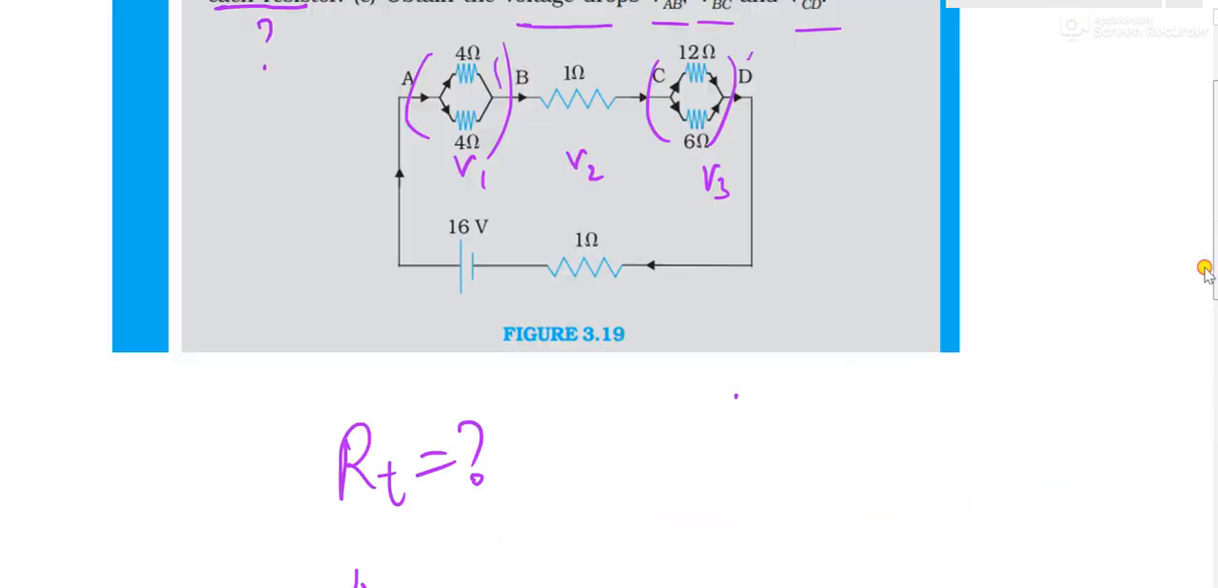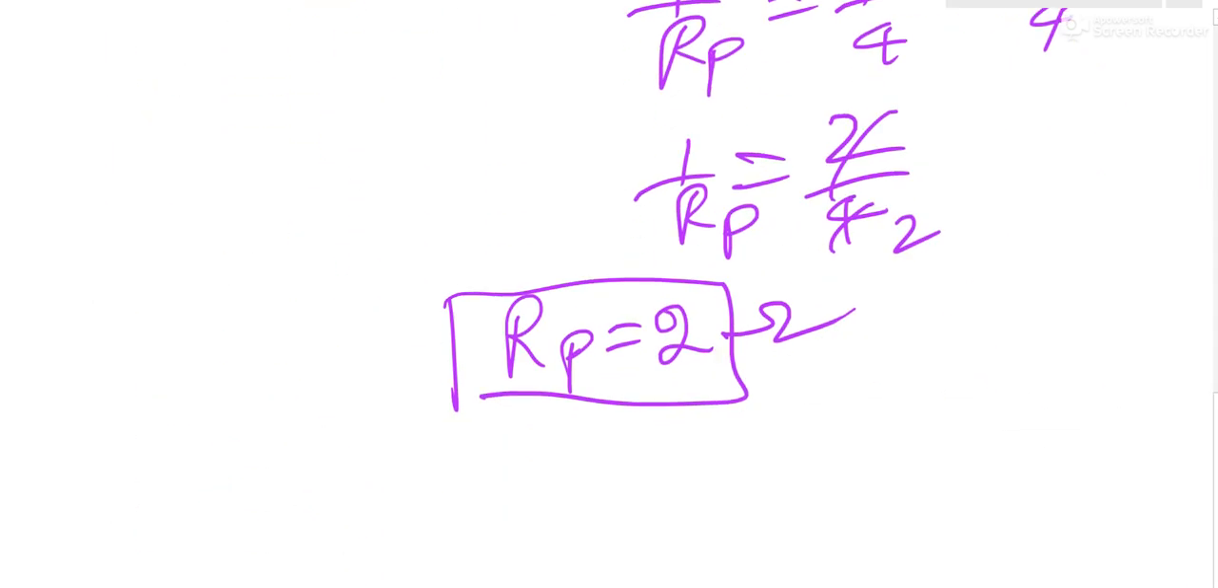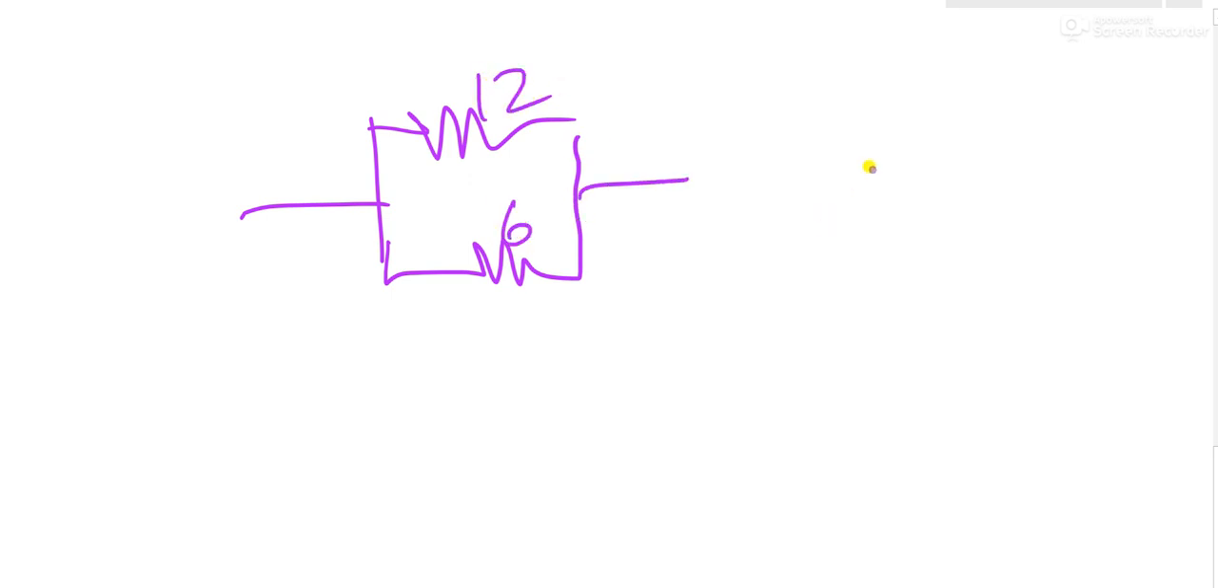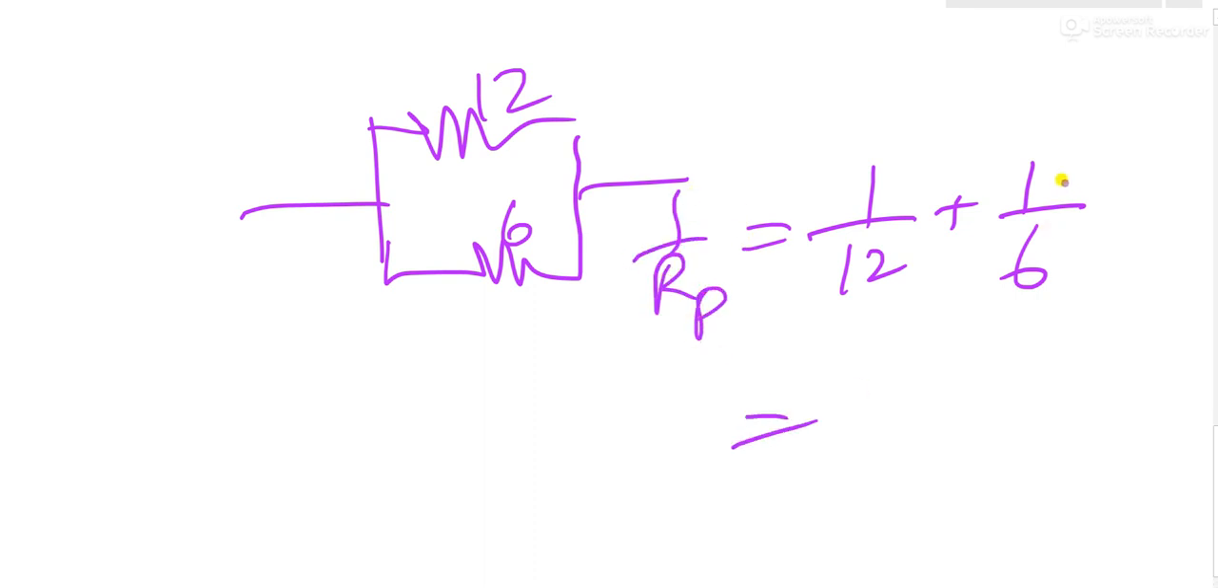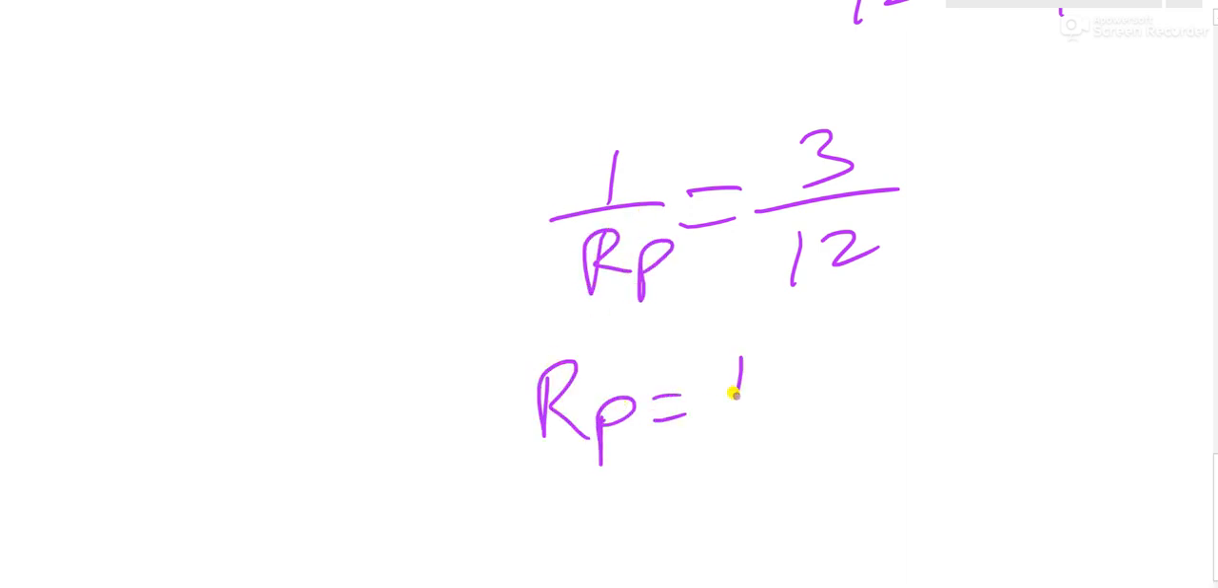Next we have another parallel circuit, 12 and 6 ohms. So 1 by Rp is equal to 1 by 12 plus 1 by 6. Take the common LCM: 1 by 12 plus 2 by 12, which gives 3 by 12, which is equal to 1 by Rp. Rp is equal to 12 by 3, which I get as 4 ohms.